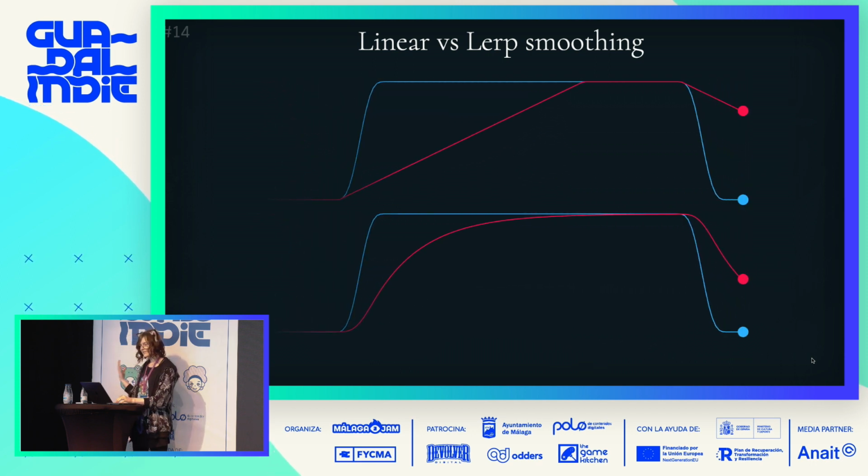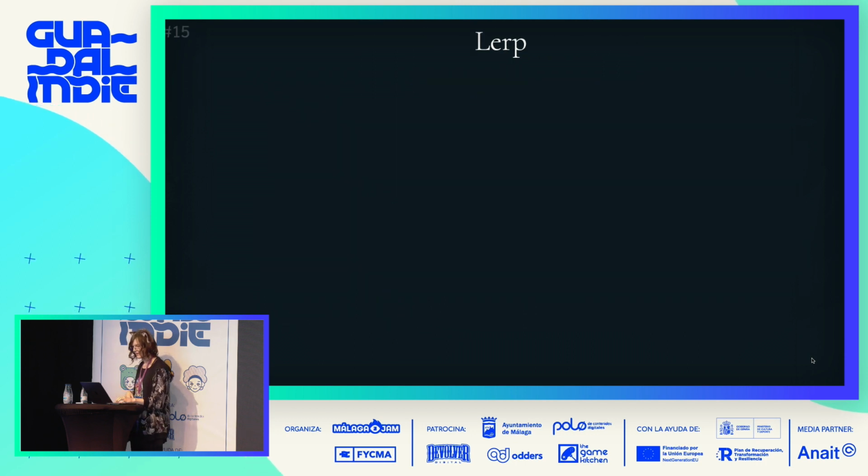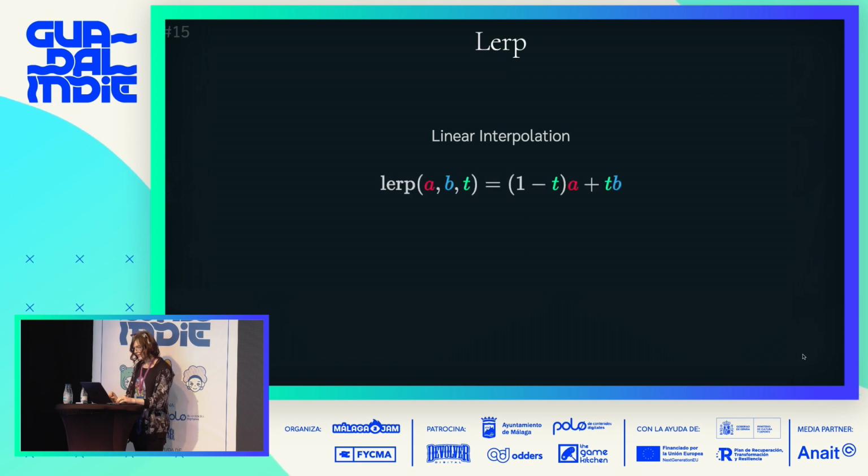OK, so how do we solve frame rate independence for lerp smoothing? That's going to be the goal now. So first, we need to understand lerp. Lerp stands for linear interpolation, and it's a very simple formula. All it really does is have these three parameters, a, b, and t. And the formula is (1 minus t) times a plus t times b. That's it. There's nothing more to lerp than that.